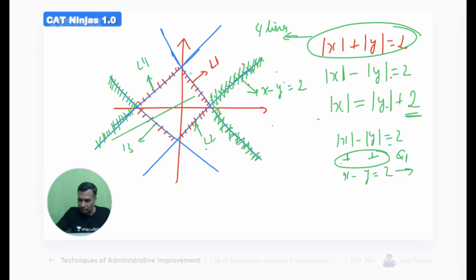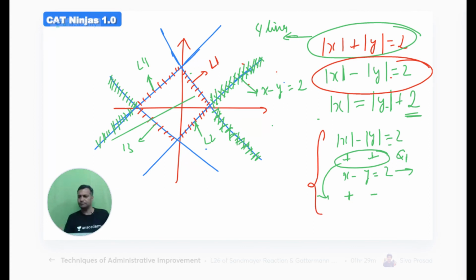Likewise, you will get 4 lines. After plus plus, x is positive, y is negative, draw another line. Likewise, you draw 4 lines, and you will finally arrive at my hashed regions in the green color. That is what it represents. I'm hoping that you are clear about this graph. Are you clear about this mod x minus mod y is equal to 2? I tried to explain. If not clear, you may have to draw this.